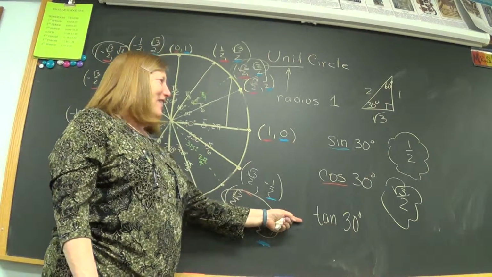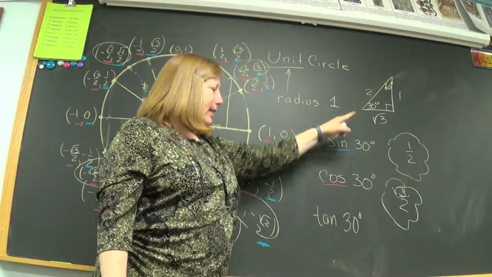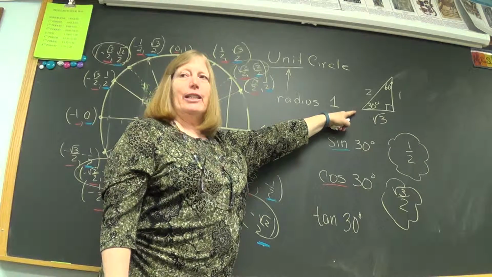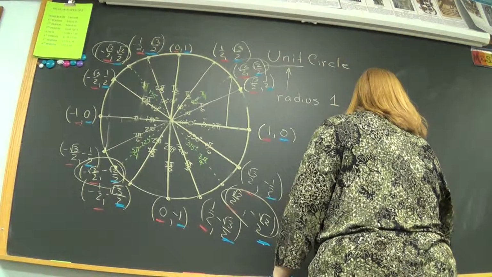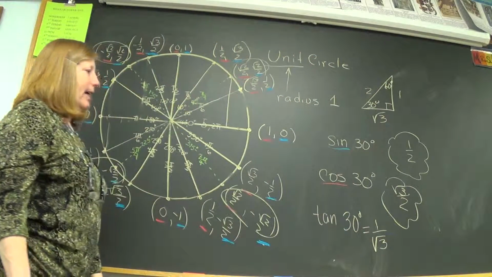All right, Hannah, looking at the special triangle, let's see if we can get where Allie is on this. Tangent of 30 is what? Opposite over adjacent. So what would that be? 1 over the square root of 3. All right, I'm not rationalizing it, so I'll just leave it like that.